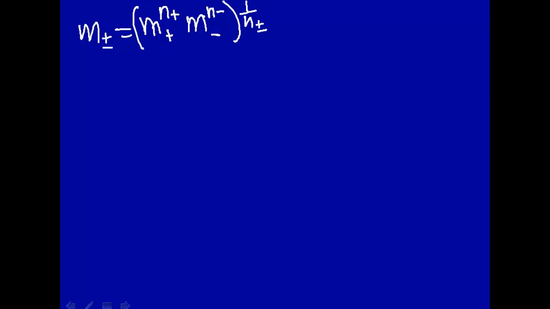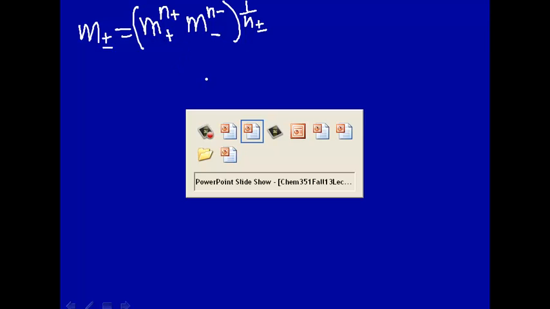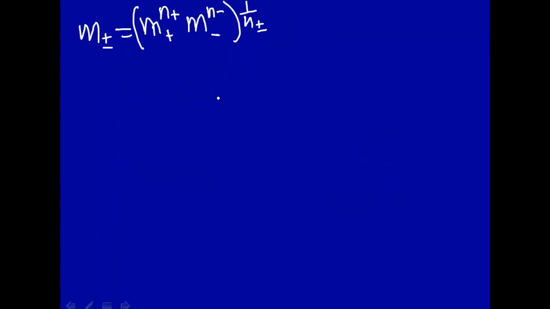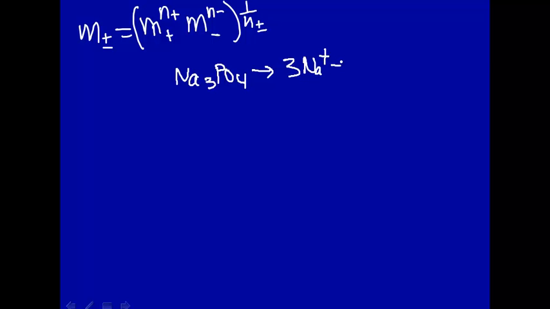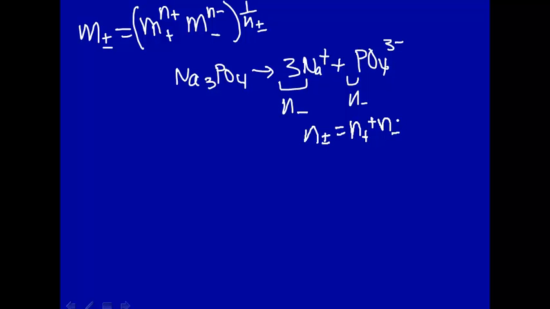All right, so to figure out what these n's and m's are, we have to look at our compound, Na3PO4, put that in water and solvate it. That's 3 Na plus and 1 PO4 3 minus. So this is n plus. The 1 there is n minus. I'm using subscripts here. So n plus minus, remember, is defined as n plus plus n minus, which is 3 plus 1, or 4.